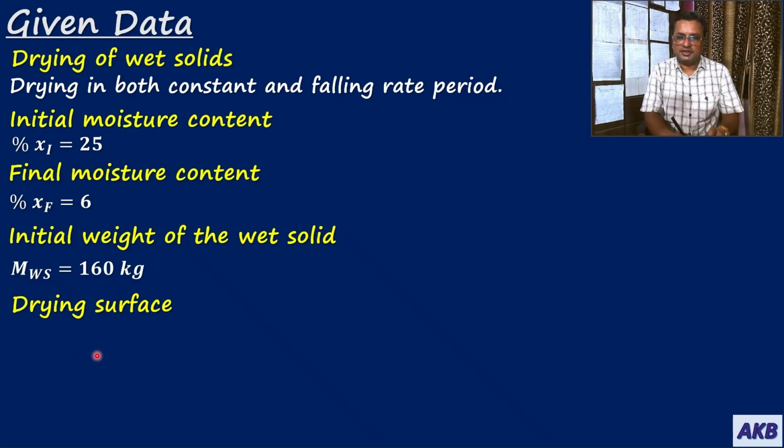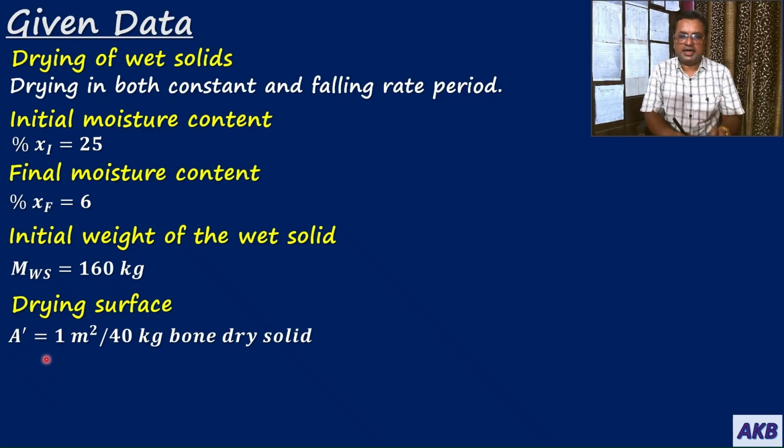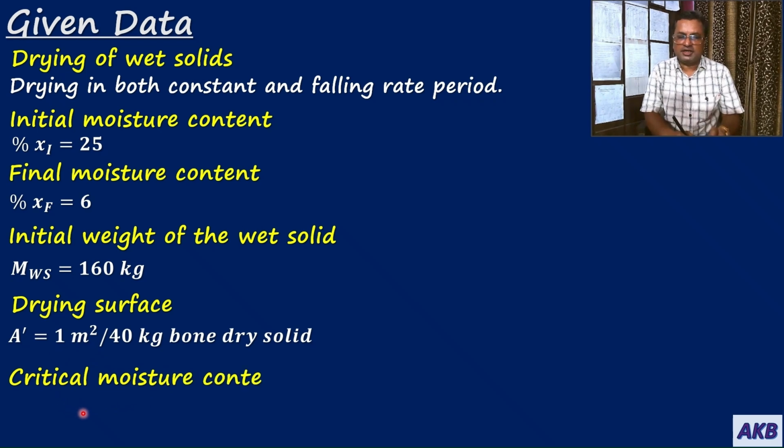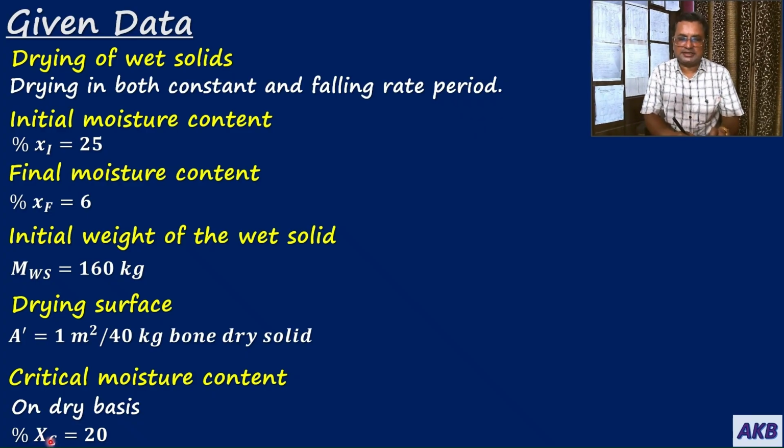Drying surface is given to us, but it is given in a different form. Therefore, I am denoting it as A dash. So A dash is 1 meter square per 40 kg bone dry solid. Then critical moisture content is given to us on dry basis. It is percentage XC, it is 20% on dry basis.